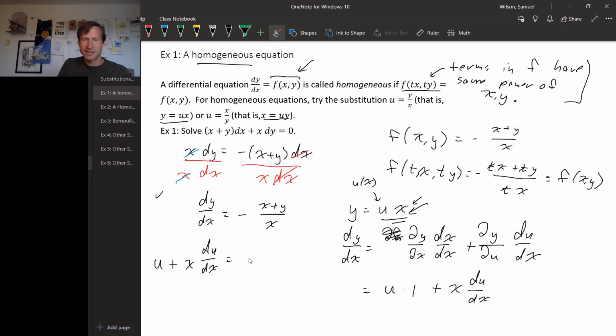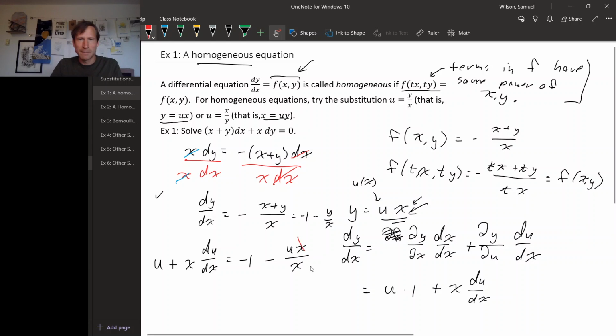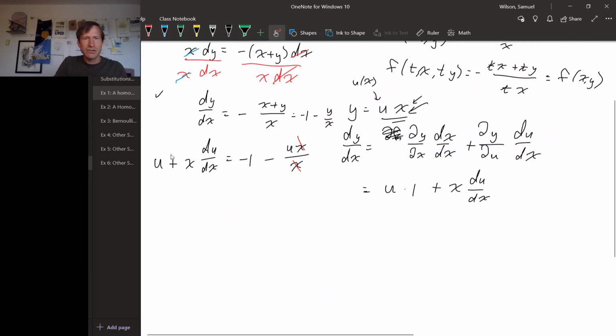equals, and then on the right-hand side, we can actually simplify this a little bit. This is going to be minus 1 minus y over x. So minus 1 minus y over x is, right, y is u times x, so that's over x. And now simplify this. Right, the x's are gone. Okay? So we succeeded in our substitution because all of the y's are gone and we're only left with u's and x's.